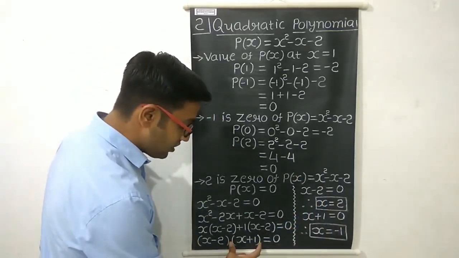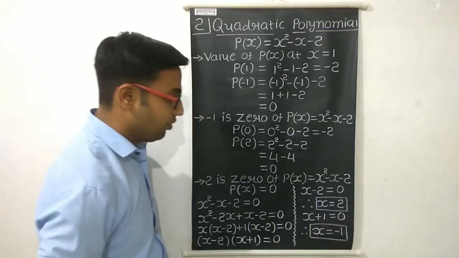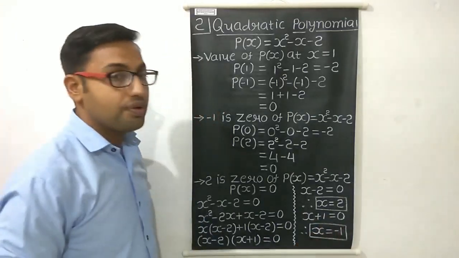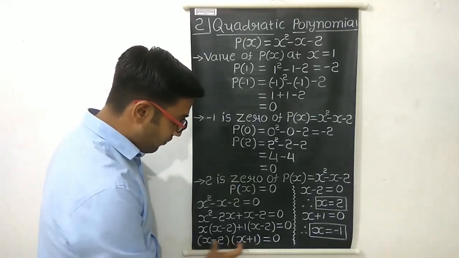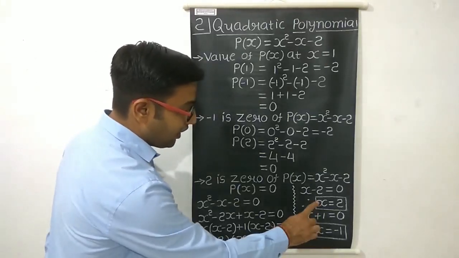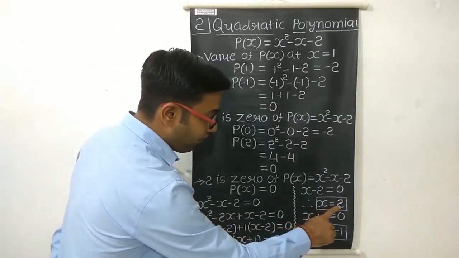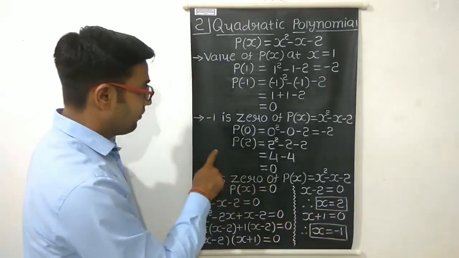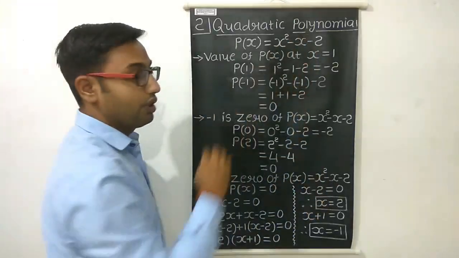Now we will compare this x plus 1 with 0. Then what will happen? x plus 1 equals 0. Taking this 1 to the right hand side, x equals minus 1. So we compare one factor with 0, then we compare another factor with 0 and get the value of x. And you can notice that this value of x, 2, and this value of x, minus 1, we have already seen, are the zeros of the given polynomial.